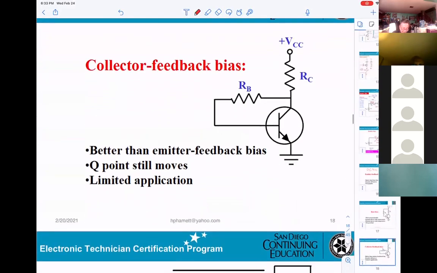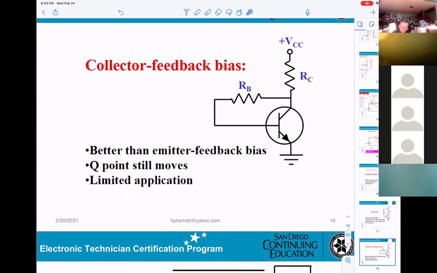The next one, collector feedback bias. That means the base goes to the RB, connected to the collector. Better than emitter feedback, but the Q point is still moving. Limited application. Normally when you're working at a company and you see the circuitry they design, you will not see this kind of circuit.